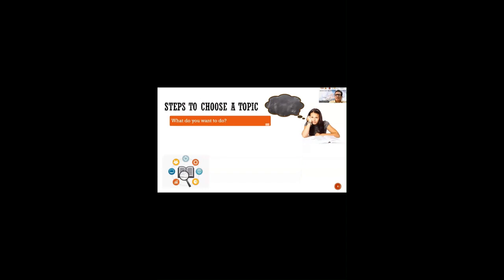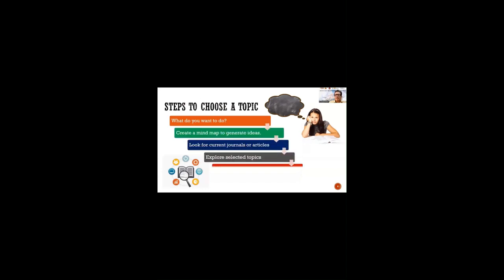What are the steps to choose a topic? What do you want to do? First of all, what is required is to create a mind map. Why a mind map? To generate ideas. Look for current journals or articles. Explore the selected topic. Make a top 5. Discuss and select one of them. So this mind map helps you in gradually filtering to the point where you've chosen your topic for research.